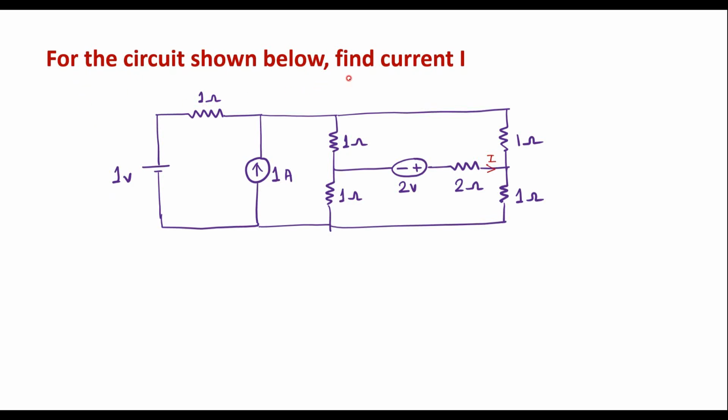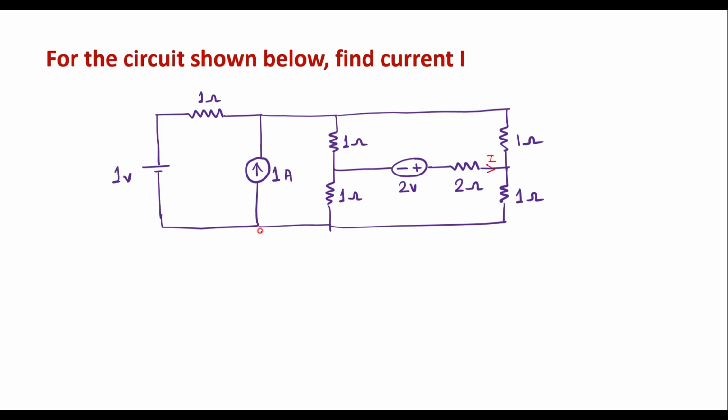For the circuit shown below, find current I. This is the given circuit and here I is shown. We are supposed to calculate this I. So let me simplify this. This problem can be solved either using loop analysis or using node analysis.